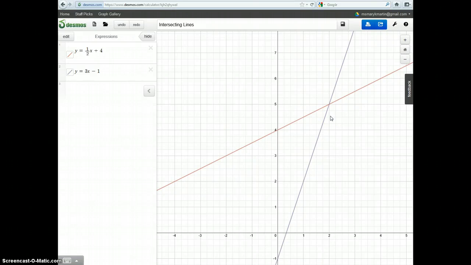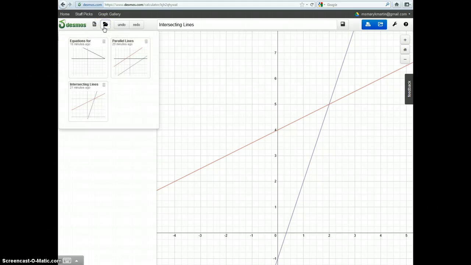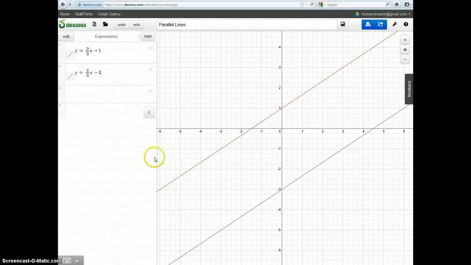In most cases, like this one, there will be one solution to a system of linear equations. However, there are a couple exceptions to that rule. Let's look at another saved set of equations. In this set, I have two lines. The first, y equals 2/3 x plus 1, and the second, y equals 2/3 x minus 3. You can see both of these lines are graphed on my coordinate plane.